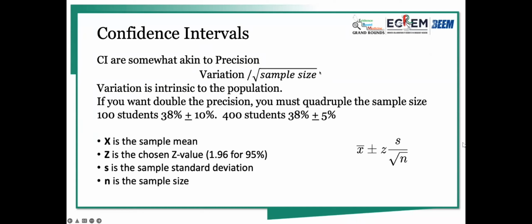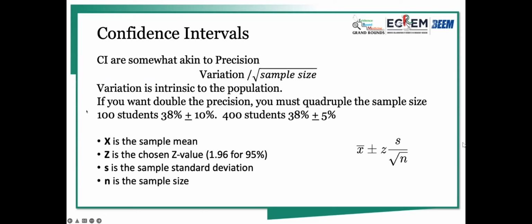And just to have an idea, in rough terms, every time I want to double the precision, because this is a square root, I need to quadruple the sample size. So we can see how this can get really big, really fast.